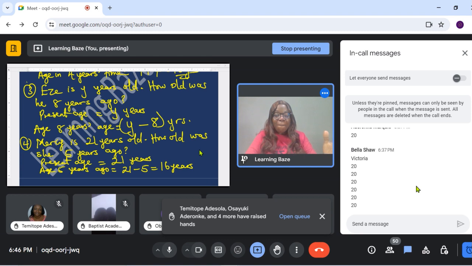Ready? Okay, pay attention. John is B years old. John is B, that's letter B as in bag. John is B years old. How old will John be in 2 years' time? What will John's age be in 2 years' time? Ready?